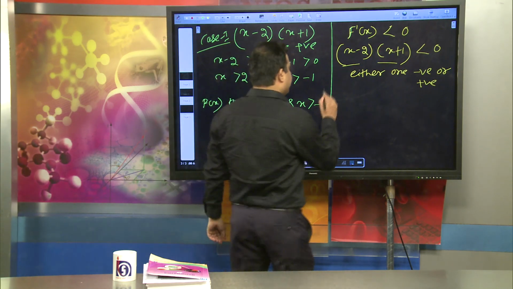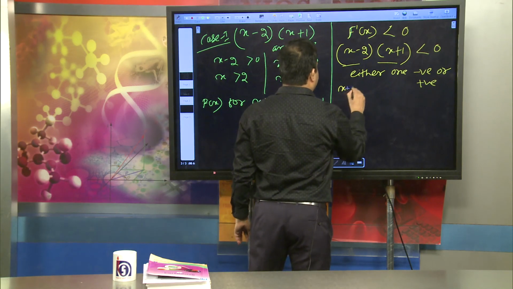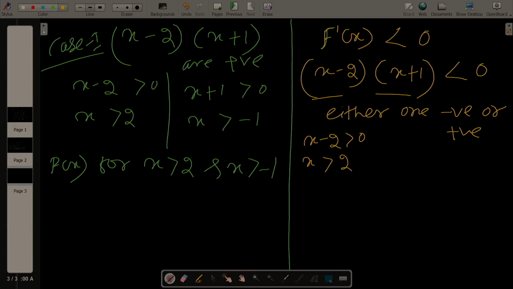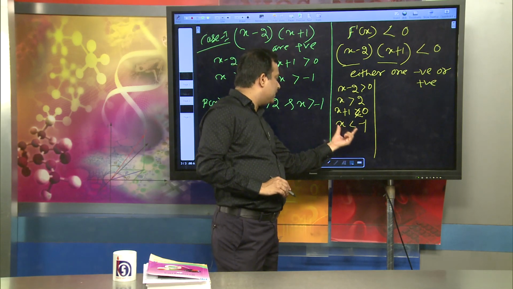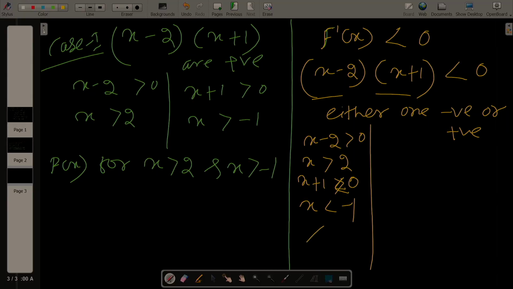So this is again divided into two situations. If x minus 2 greater than 0, then x greater than 2. If x plus 1 is less than 0, then x less than minus 1. We cannot have x less than minus 1 and at the same time x greater than 2, so this condition is not satisfied.